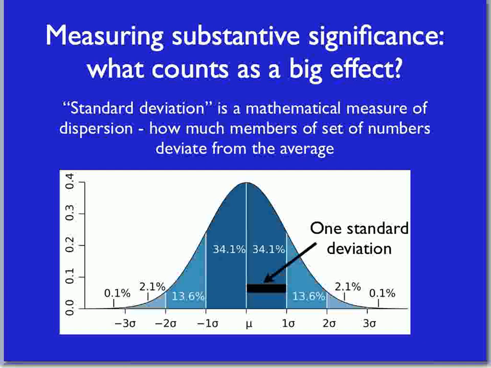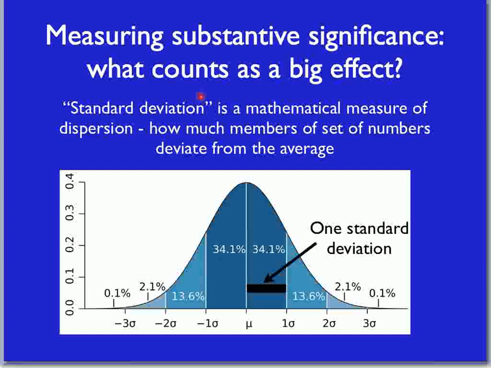But what counts as a big difference in the role of oil wealth in an economy? What counts as a big difference in the size of an economy for purposes of this kind of analysis? Well, to get some grasp of that, people who do statistical analyses use the notion of standard deviation. And all standard deviation is a mathematical measure of dispersion, or how scattered a set of numbers is. How much members of a set of numbers deviate from the average.